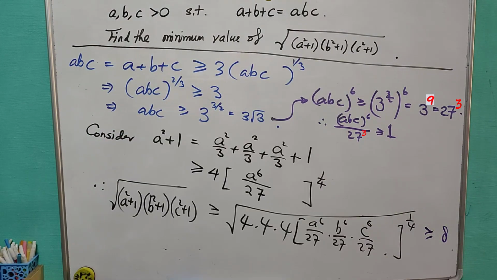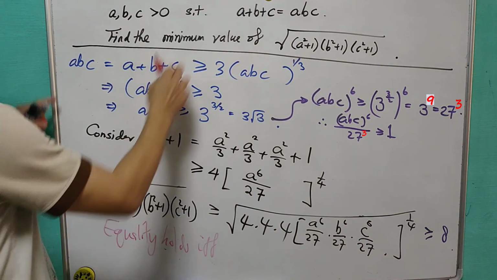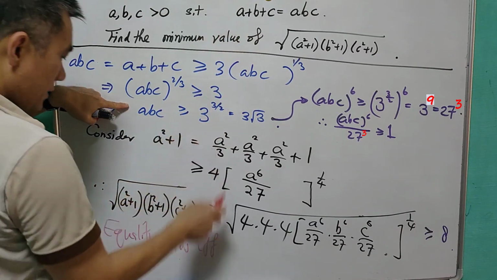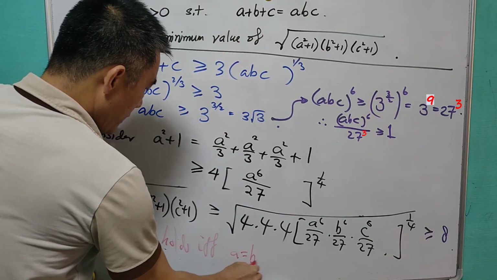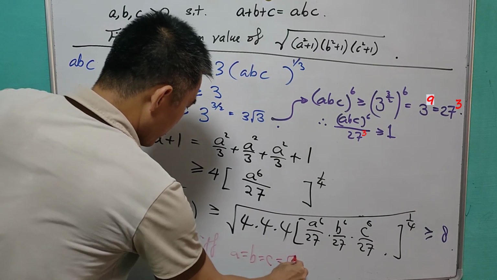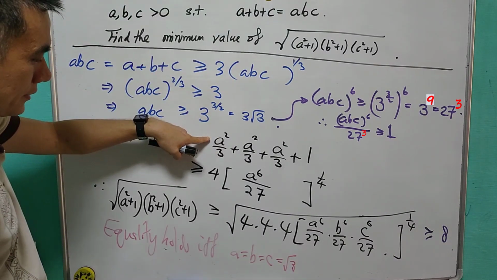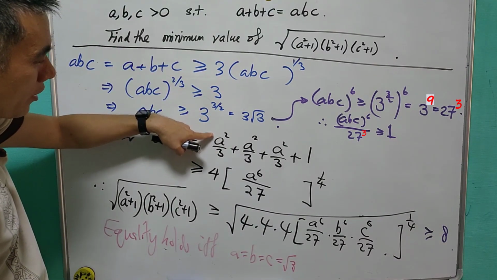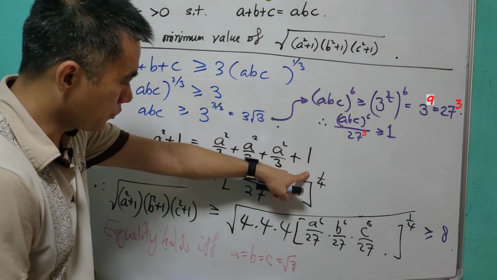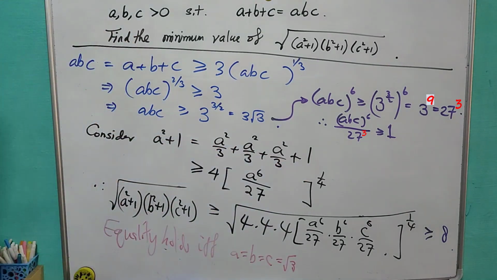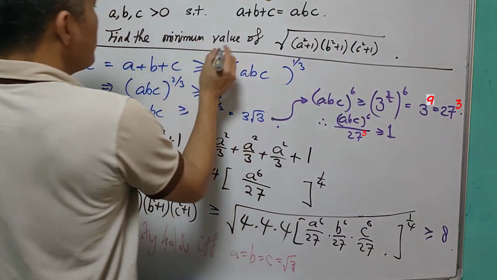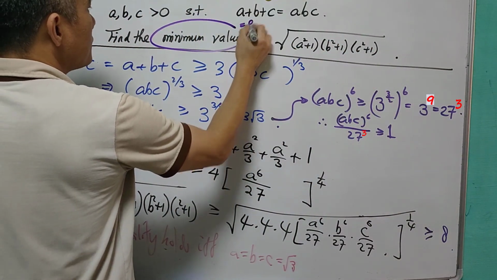And again, equality holds if and only if, number 1, from here, A equals B equals C equals square root of 3. And it also applies here because A squared over 3 has to be equal to 1, which is the case for A, B, and C as well. And hence, we can say that the minimum value is equal to 8.